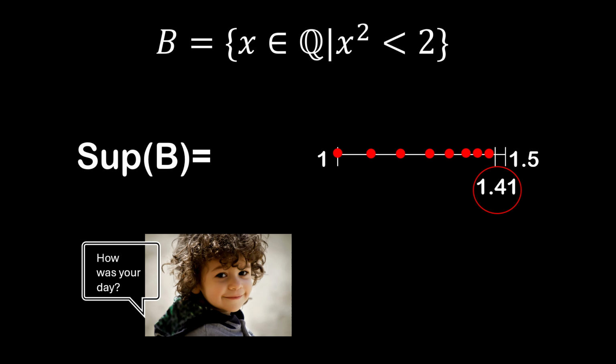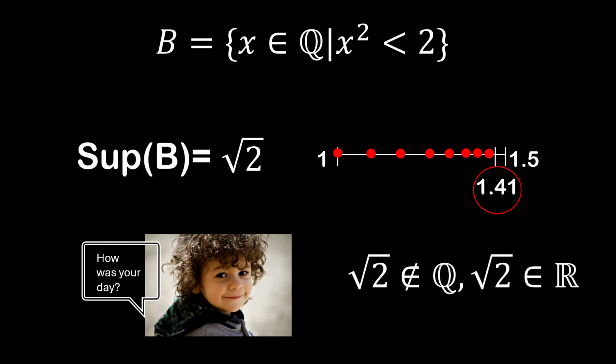But the supremum is the square root of 2 because that's the maximum value you could get. That's the closest you can get to this. Now, the problem is that the square root of 2 isn't a rational number because it's not contained inside of the set of rational numbers, but it's contained inside the set of reals. And this is why the real numbers are called complete: where all the other number systems fail, the real numbers complete the set fully.